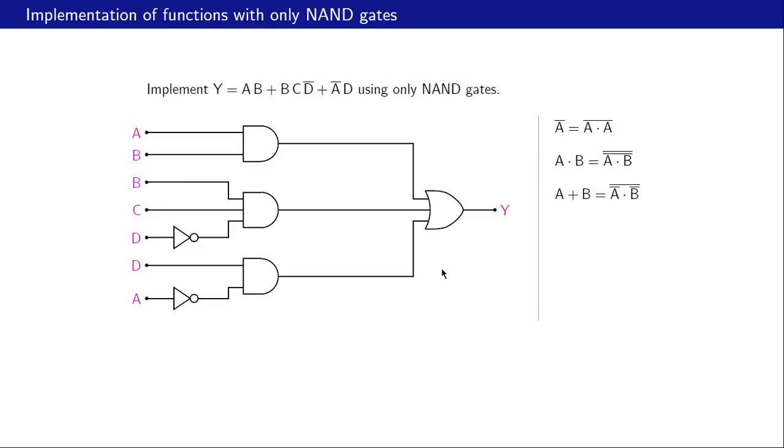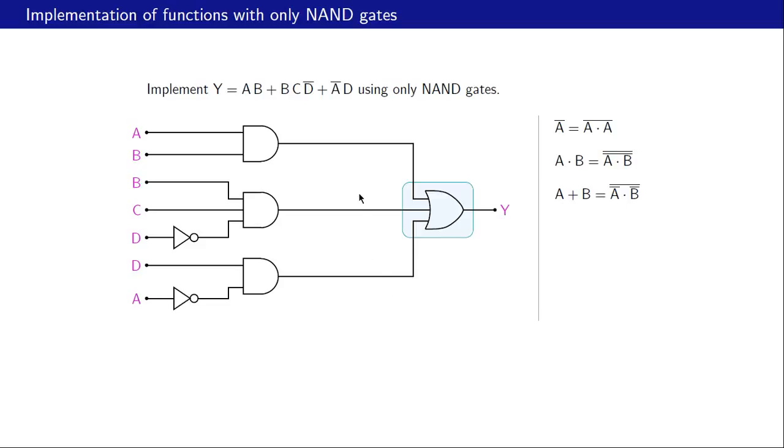and subsequently we look at the function that each of these gates is performing and implement those functions with only NAND gates. Let us start with this gate here. It's an OR operation. How do we implement OR operation with only NAND gates? We can use this identity here. So what we need to do is to generate A bar and B bar first, and then perform a NAND operation on those.